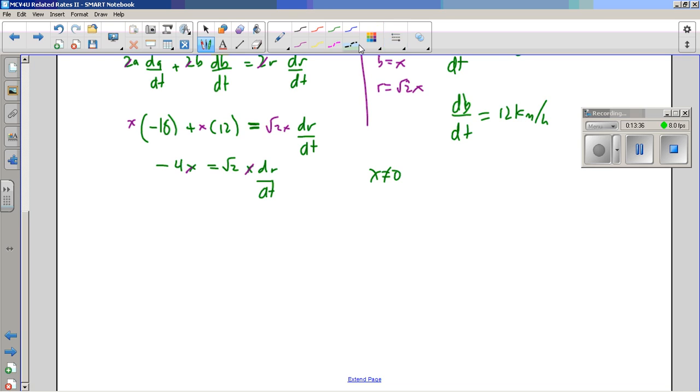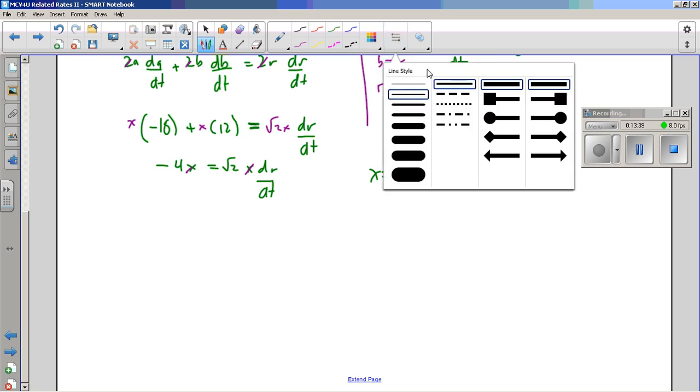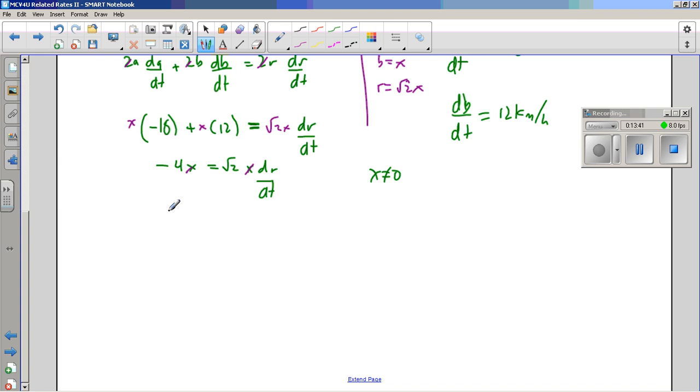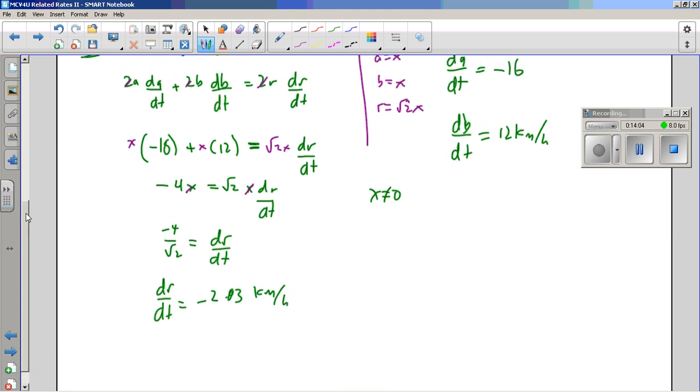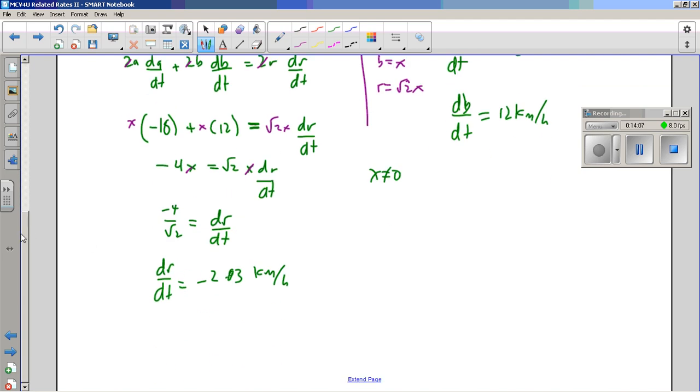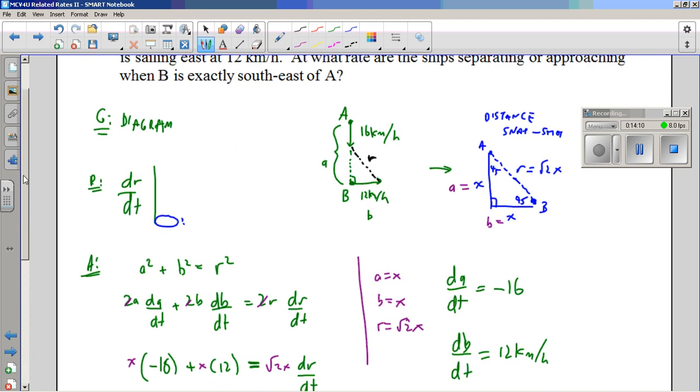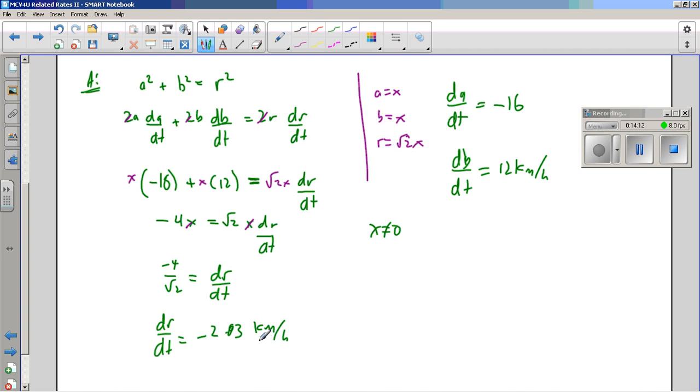And so what do I got? My answer falls out almost immediately here. Just divide by the square root of 2. And my dr dt is this value, which is about negative 2.83. And that's kilometers per hour. So what does that mean? Are the ships getting further apart or getting closer together? Well, since that r is shrinking, decreasing, by 2.8, they're getting closer.